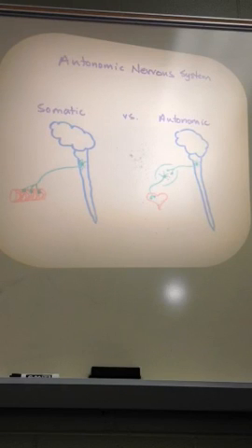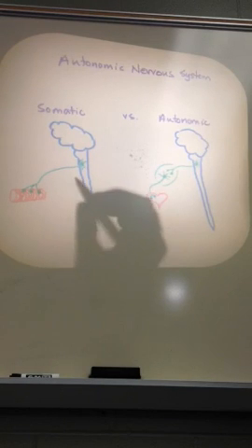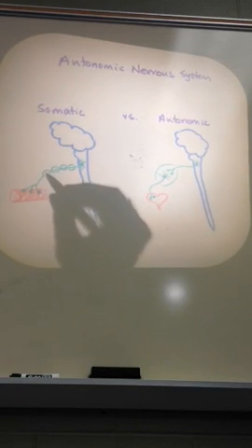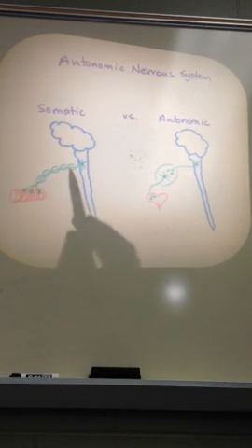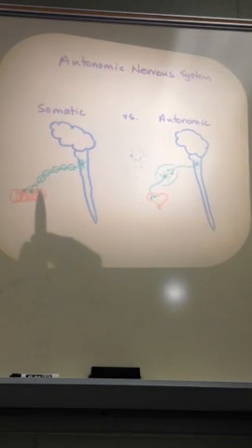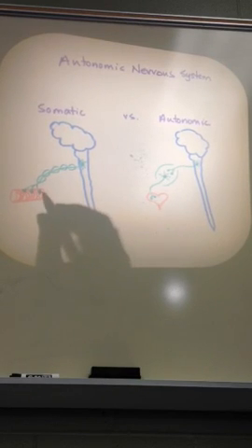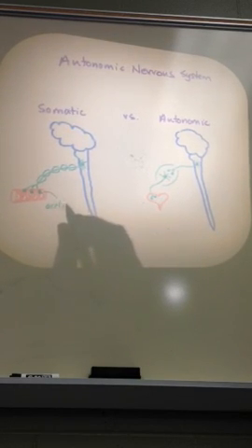Another big characteristic to note is whether the axons of each nervous system are myelinated or unmyelinated, and also what neurotransmitters they secrete. So to represent myelination, I'm going to draw little Schwann cells, neurolemmocytes, that are surrounding the axons of this somatic nervous system neuron. So in the somatic nervous system, the neurons are myelinated, and the neurotransmitter that they secrete at their axon terminals is always acetylcholine. And you learned that in the muscle chapter, where we learned acetylcholine is the neurotransmitter that always stimulates skeletal muscle tissue.